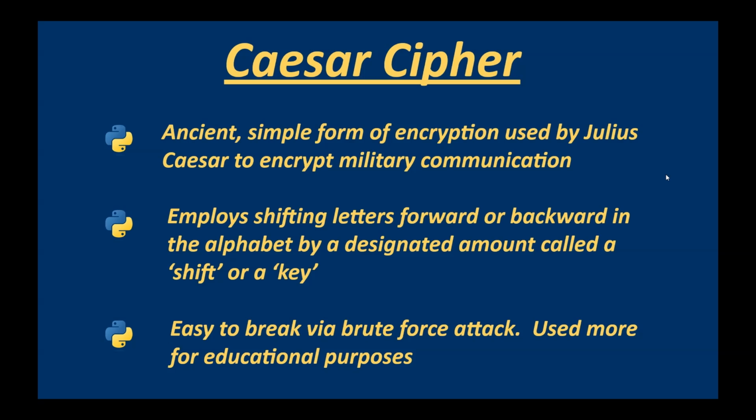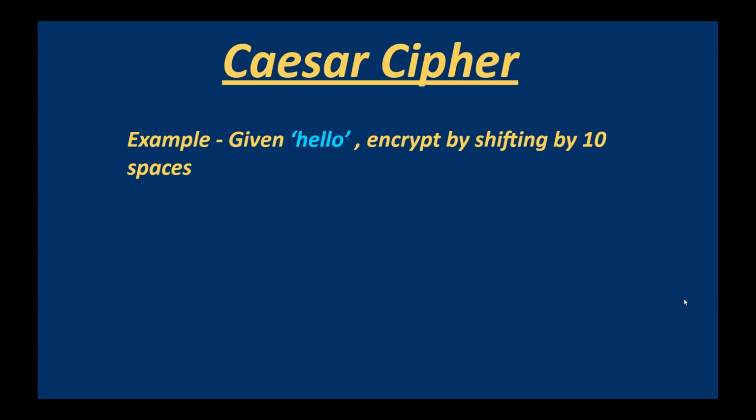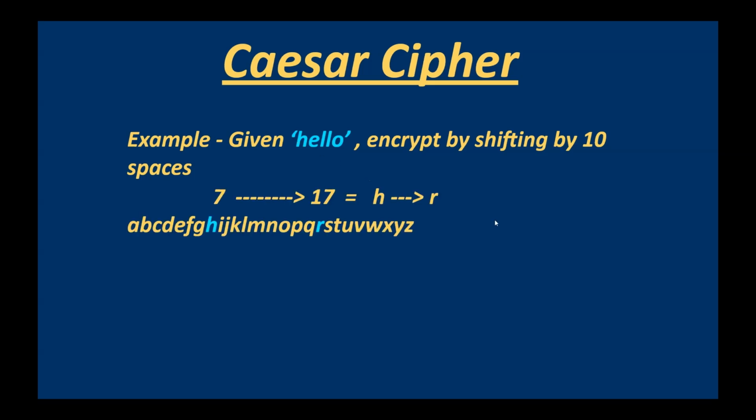Let's look at an example now, specifically of using this. Given the word hello, let's go ahead and encrypt this by shifting it 10 spaces. And how it's going to work is we're going to take each letter and move it forward 10 spaces in the alphabet. So here's a little visual.